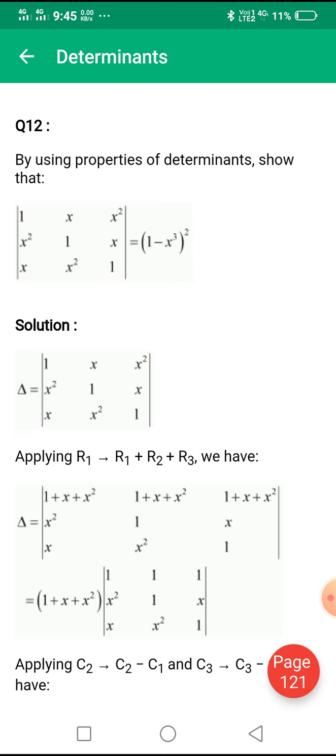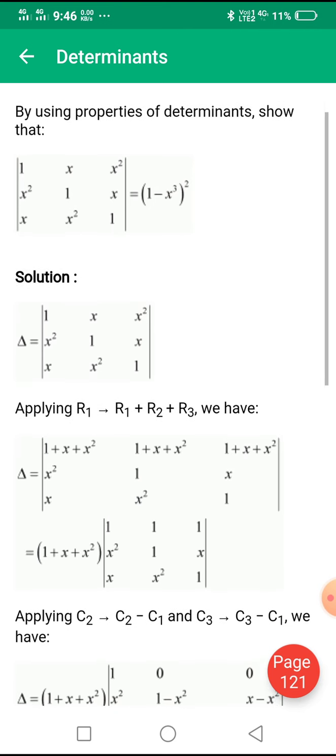If I recall the formula of a cube minus b cube, it is (a minus b)(a square plus ab plus b square). So if I factorize 1 minus x cube as (1 minus x)(1 plus x plus x square), then I can get 1 minus x cube, right? So is it possible to obtain 1 plus x plus x square from the given determinant?